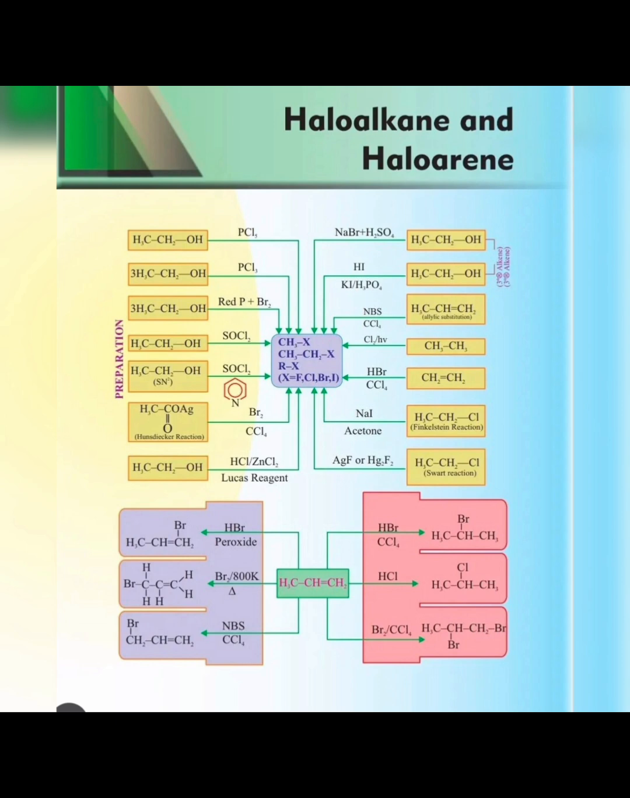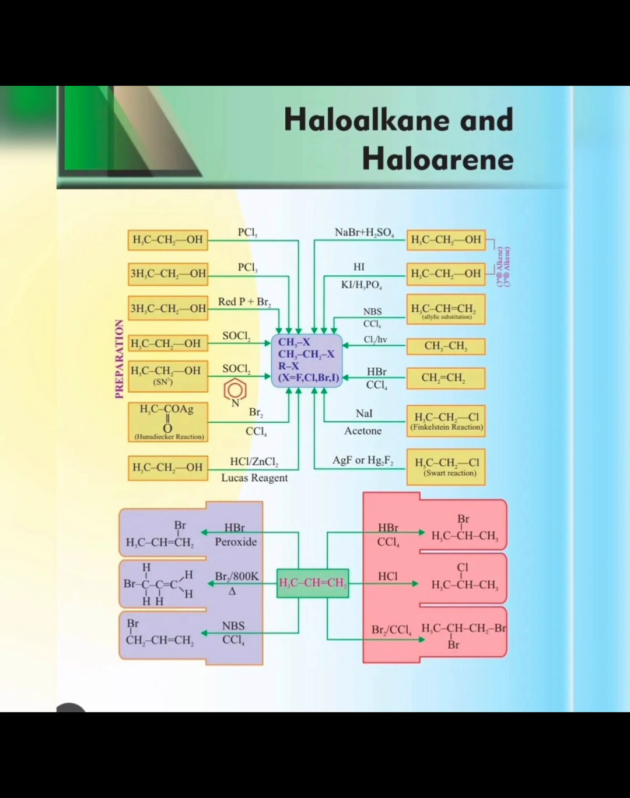There are various methods of preparation of haloalkanes and haloarenes, out of which haloalkanes can be prepared from different compounds. Examples are as follows. When ethanol reacts with PCl5, that is phosphorus pentachloride, it gives the corresponding ethyl chloride as a final product. Similarly, when excess ethanol reacts with PCl3, that is phosphorus trichloride, it gives the corresponding ethyl chloride as a final product. In these two reactions, phosphorus halides are generally used.